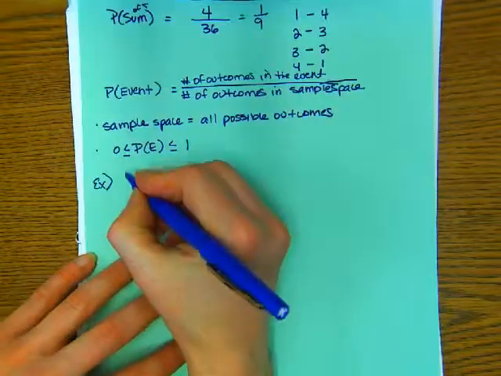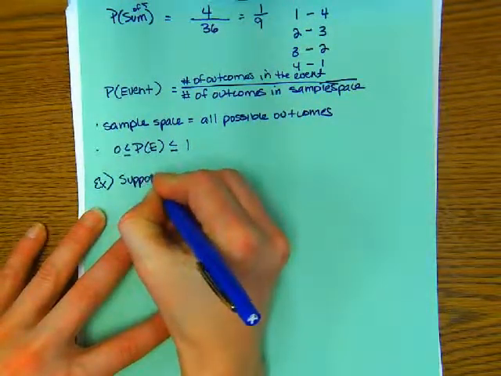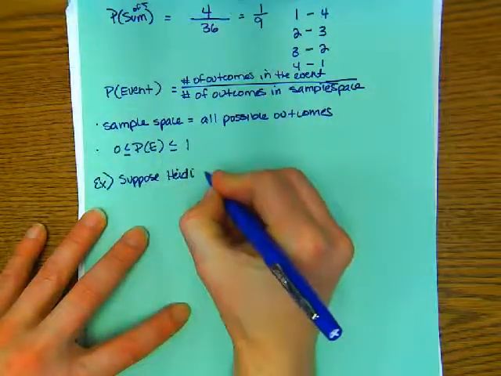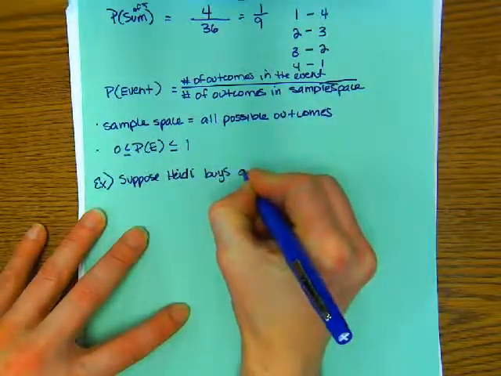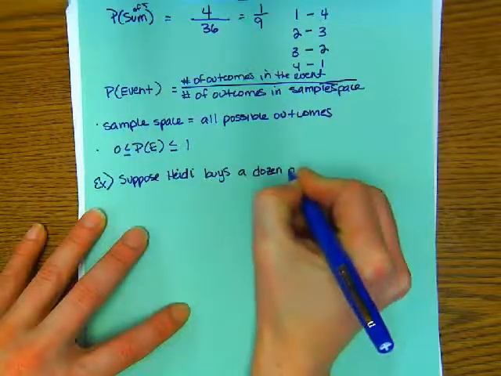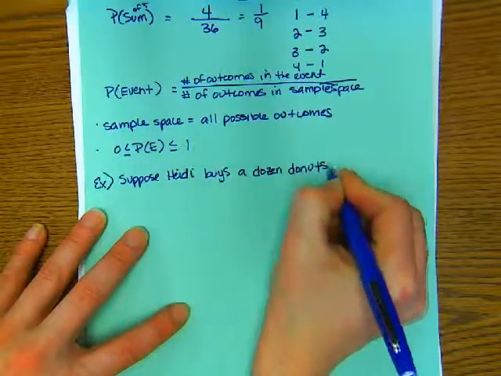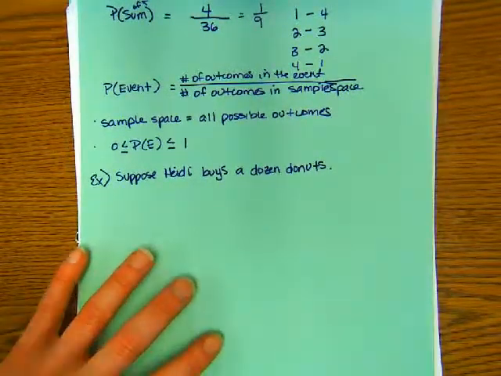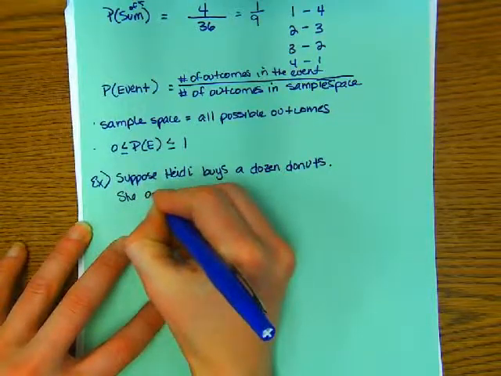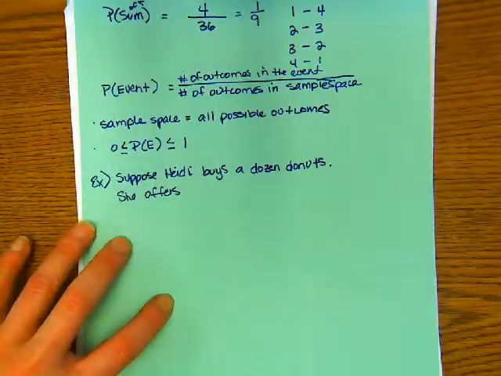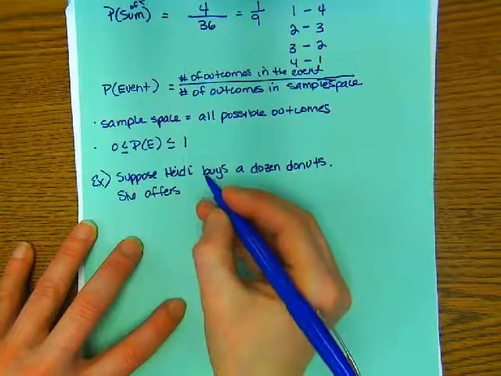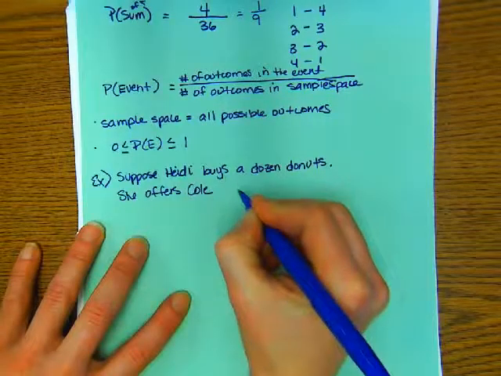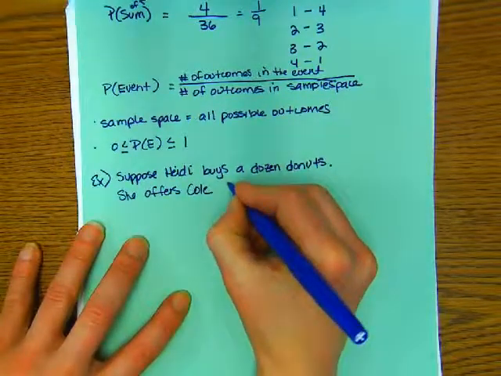Okay. Probability of... Suppose Heidi buys a dozen donuts. She's going to share, though. Maybe not. Heidi buys a dozen donuts. She offers, no, I offer myself. Cole's being nice, so she offers Cole 2 donuts.